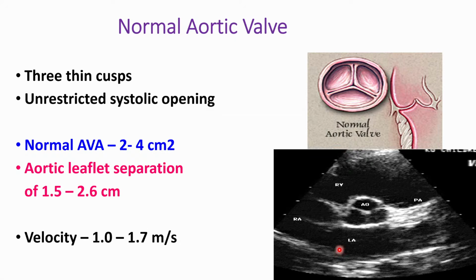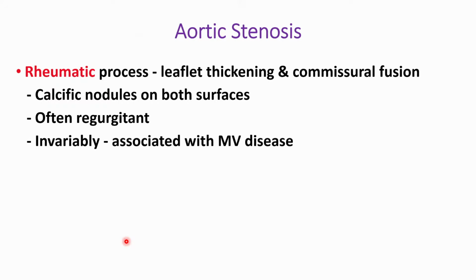The normal aortic valve orifice area is 2 to 4 centimeters square, and the normal aortic valve has 3 cusps, as we see here. When we see it in the parasternal short axis view, it appears like an inverse Y or reverse Benz sign. That is the normal appearance of the aortic valve, and there will be unrestricted systolic opening. The aortic leaflet separation will be 2.5 to 2.6, and the velocity normally will be 1 to 1.7 meters per second.